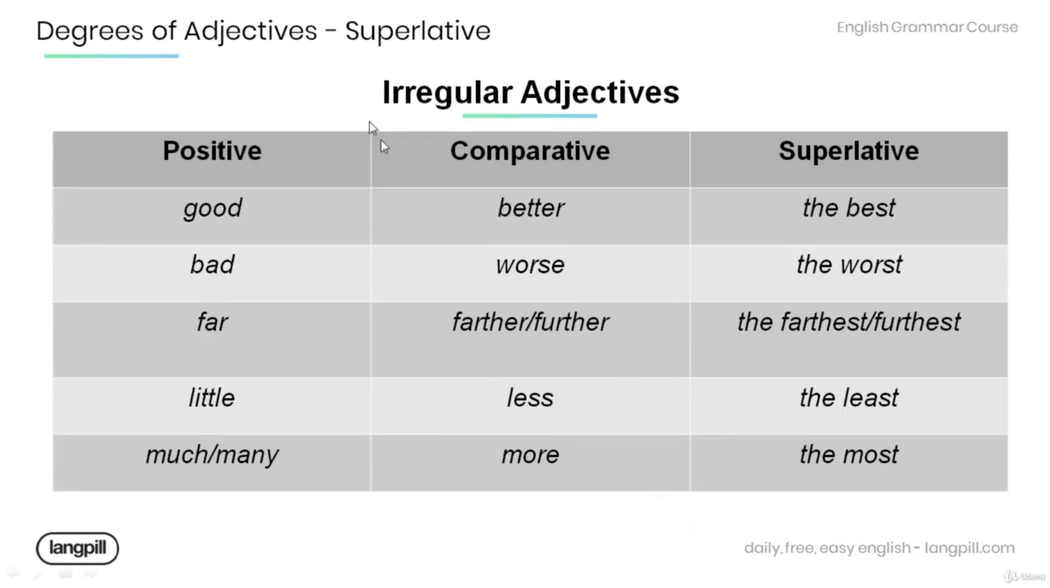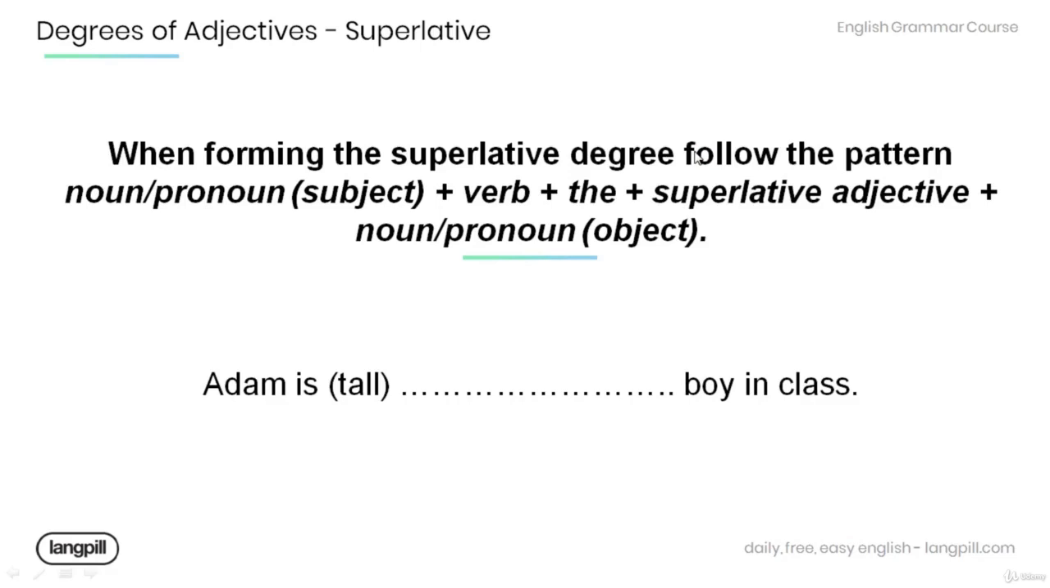Now let's have a look at the comparative and superlative form of irregular adjectives. Positive, good. Comparative form would be better. Superlative, the best. Bad. Comparative, worse. Superlative, the worst. Far. Comparative, farther, further. Superlative, the farthest, the furthest. Little, comparative, less. Superlative, the least. Many or much, comparative, more. Superlative, the most. And now, let's review and practice a bit.